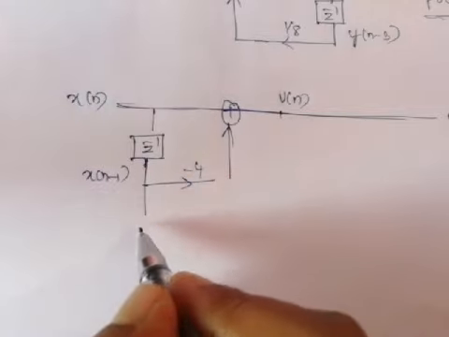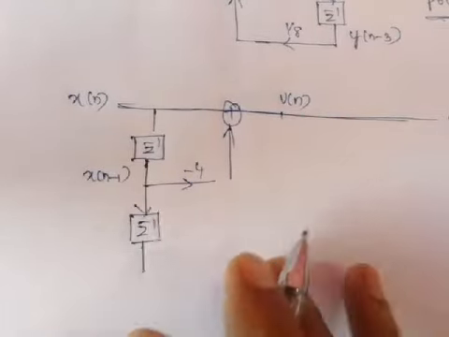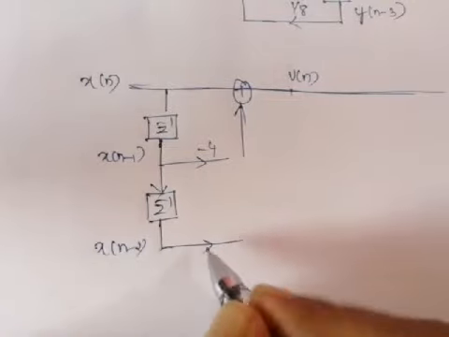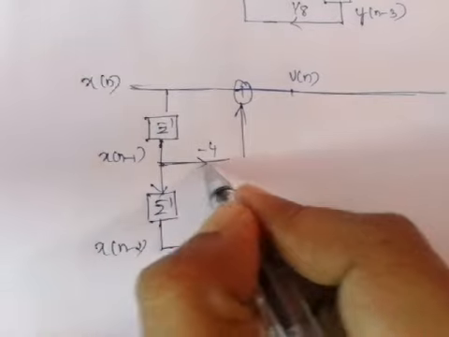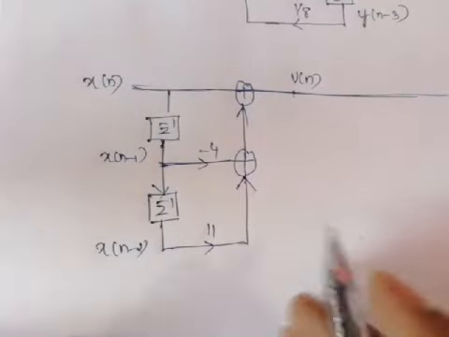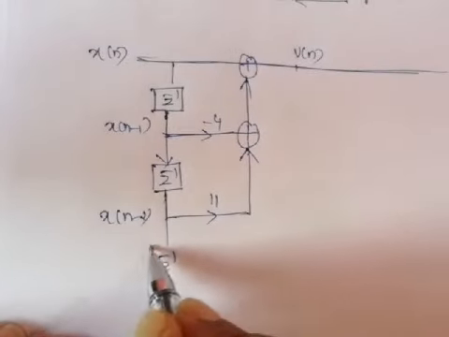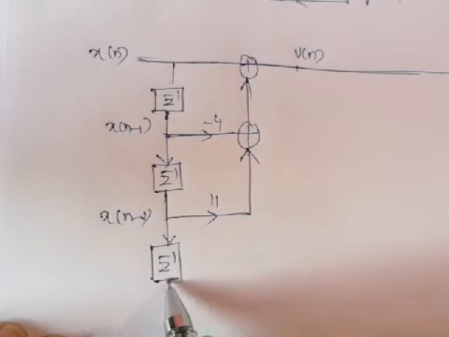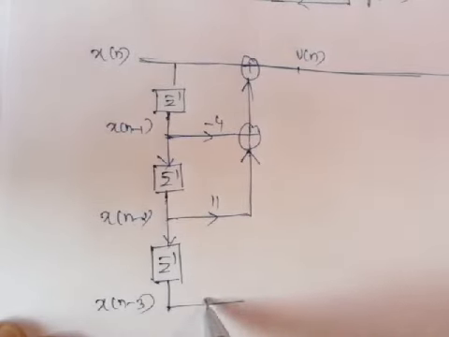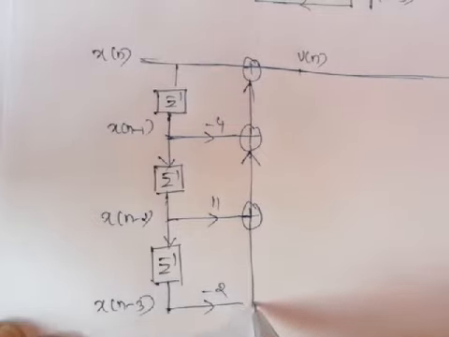Next, one more time delay, z to the power minus 1, coefficient term is x of n minus 2, coefficient term is 11, add to the previous operation, and one more time delay, z to the power minus 1. Here we are getting x of n minus 3, and coefficient term is minus 2, add to the previous operation.